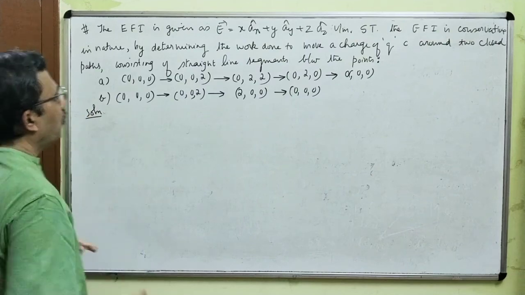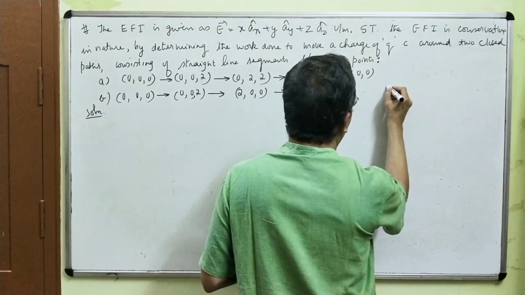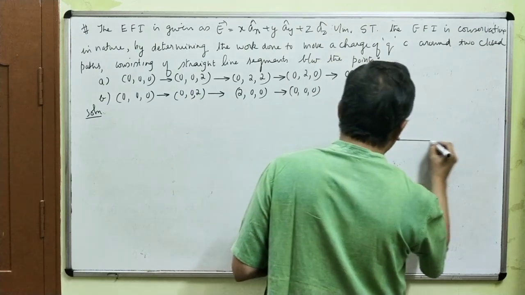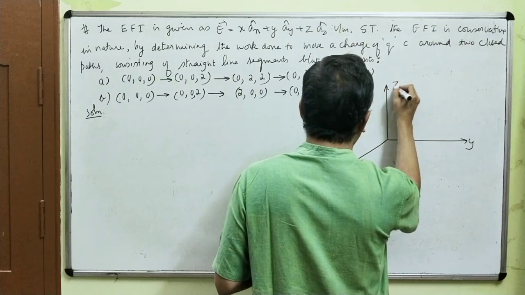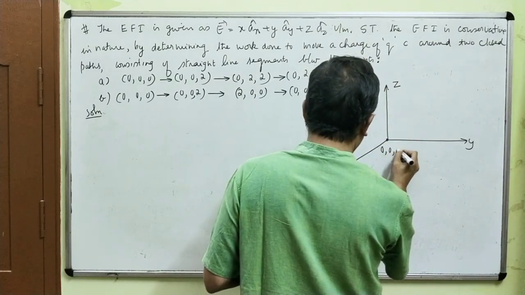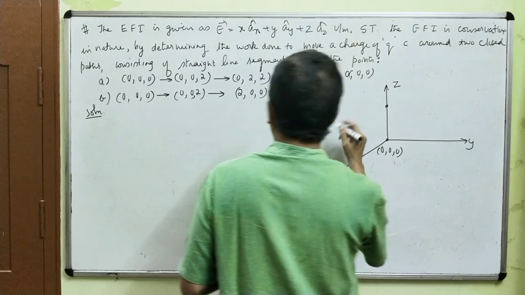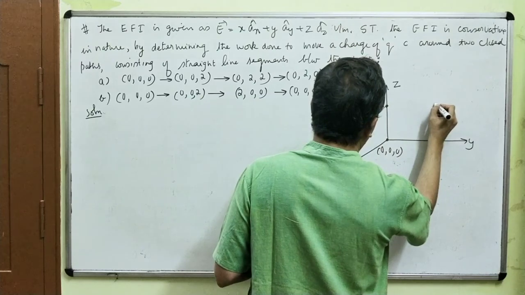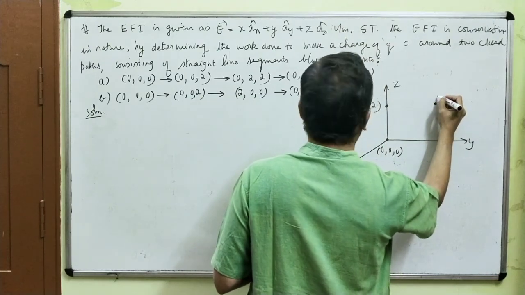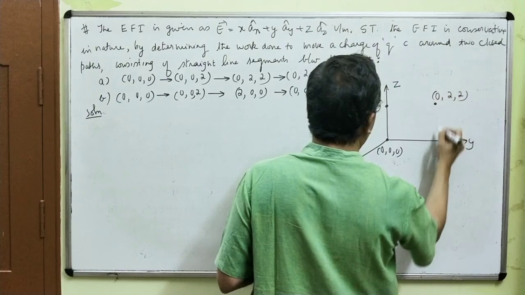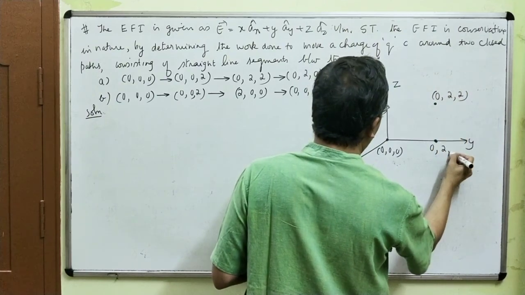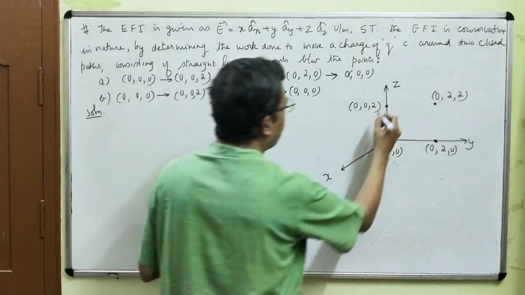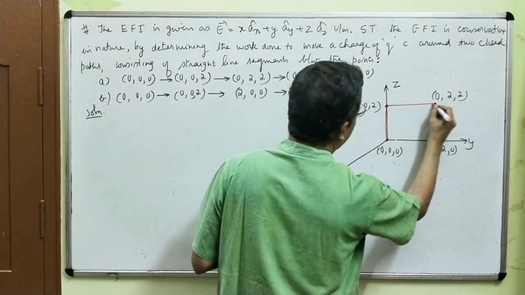First let me sketch part A. This is X axis, this is Y axis, this is Z axis. This is the point 0, 0, 0. This is the point 0, 0, 2. And this is the point 0, 2, 2. And this is the point 0, 2, 0. These points are joined by straight lines.